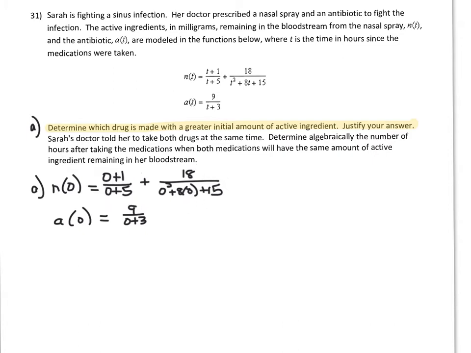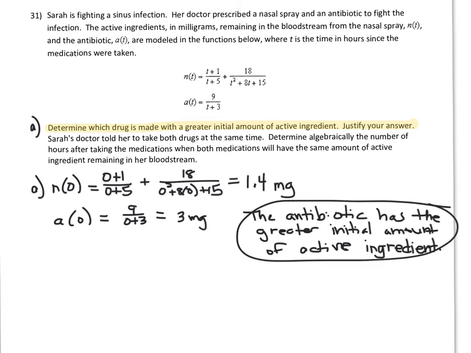You can use your calculator or you can do it by hand, but either way, you're going to wind up with, let's see, I get 1.4. And the units here would be milligrams. Okay, and then when we plug in 0 into the antibiotic, it would be 9 over 0 plus 3. So 9 over 3, which simplifies to 3 milligrams. So if we want to figure out which one had the greater initial amount, we could say this is bigger. The antibiotic, A of T, has the greater initial amount of active ingredient.